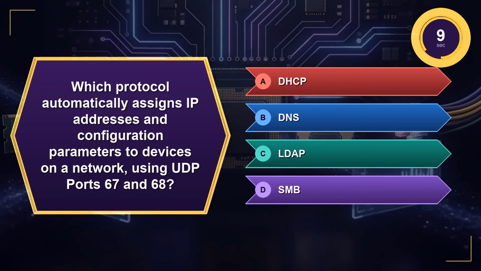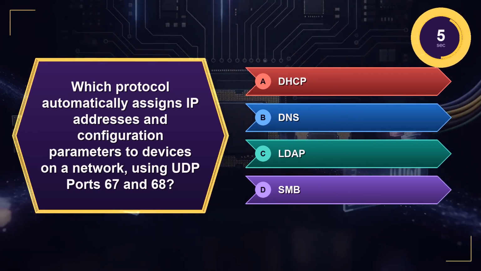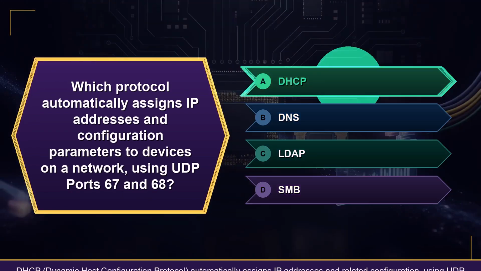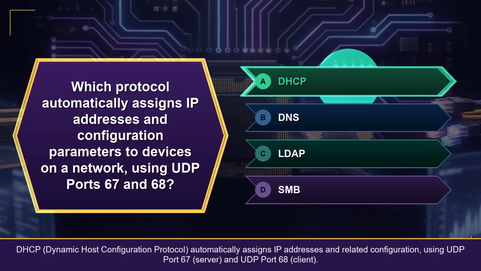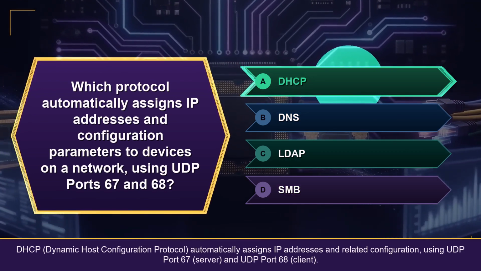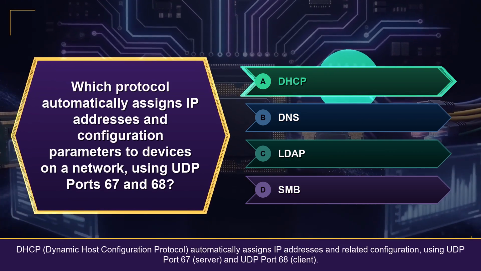Which protocol automatically assigns IP addresses and configuration parameters to devices on a network, using UDP ports 67 and 68? DHCP, Dynamic Host Configuration Protocol, automatically assigns IP addresses and related configuration, using UDP port 67, server, and UDP port 68, client.